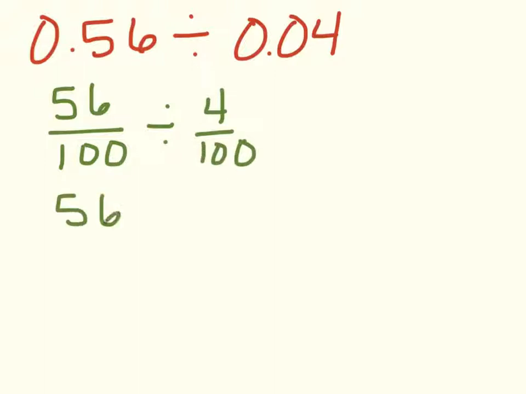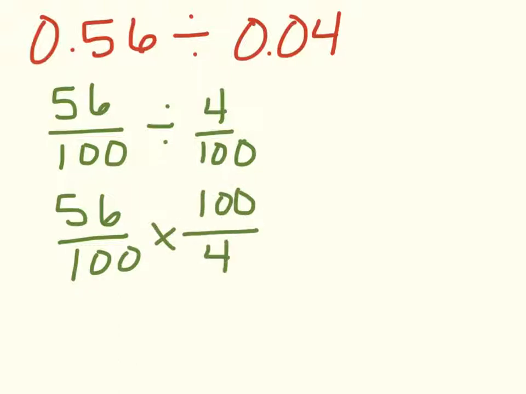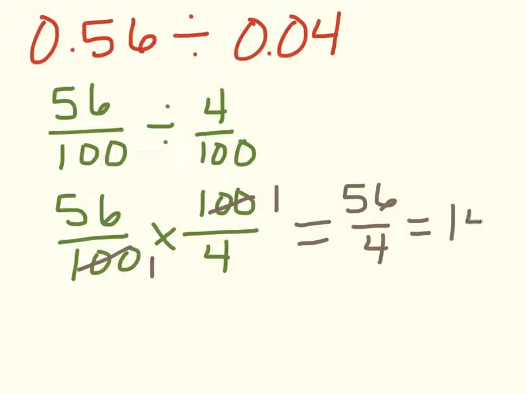We use the method we know well by now for dividing a fraction by a fraction, which is to multiply by the reciprocal. We cross-reduce. We multiply across, giving us 56 over 4, which reduces to 14. So our answer is 14 using method 1. Now let's try method 2.